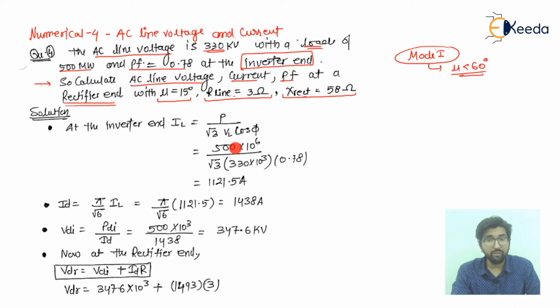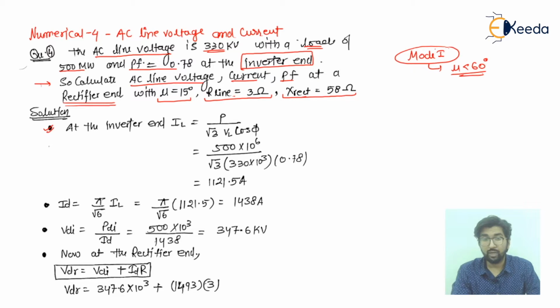Here it will be 500, because 500 megawatt is given. So 500 into 10 raised to power 6 upon root 3 into 330 into 10 raised to power 3, and this is the VL. You have to put the VL value here, and the power factor cos phi, that is 0.78, put 0.78 here. After the simplification you get 1121.5 ampere. So up to here we have found the IL.